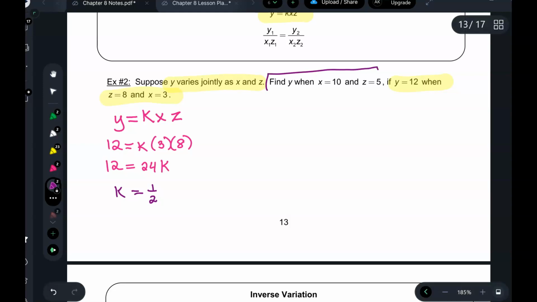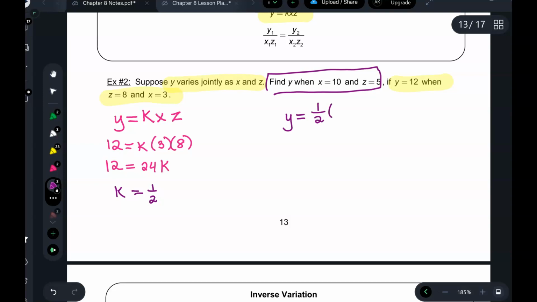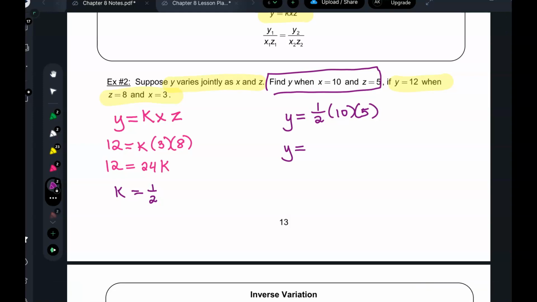Okay, and now what are we finding? Y. When x equals 10 and z equals 5. So just go back and plug in. Y equals 1/2 times 10 times 5. Y equals 25.